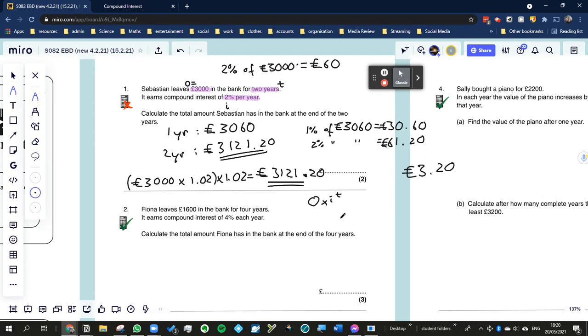So we end up with the formula, the final amount is equal to the original amount multiplied by the interest to the power of the amount of times that the interest happened. If the interest happened every month, then you have to count how many months it was, right?